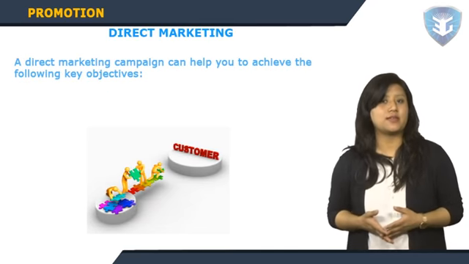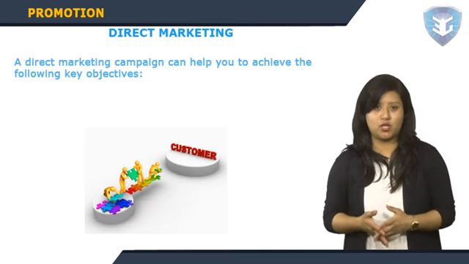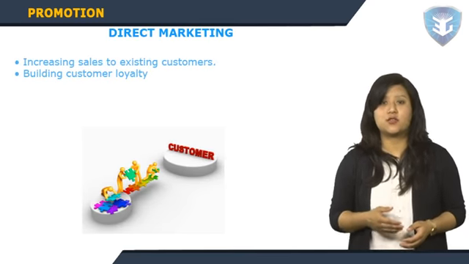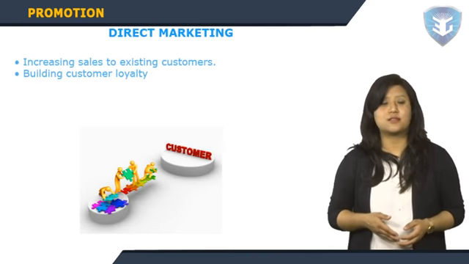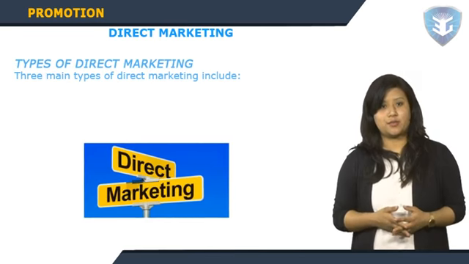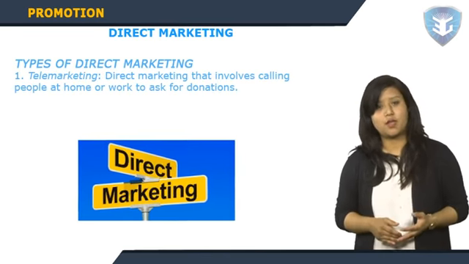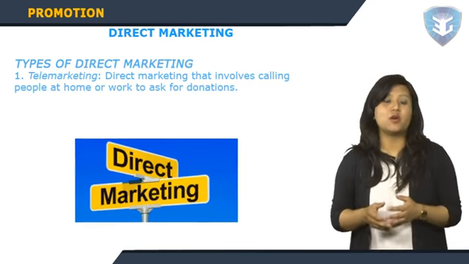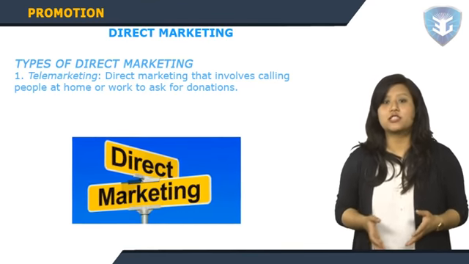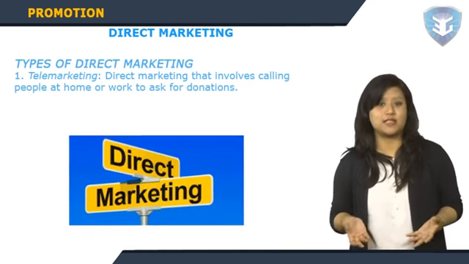A direct marketing campaign can help you to achieve the following key objectives: increasing sales to existing customers, building customer loyalty. The types of direct marketing. There are 3 main types of direct marketing, which include telemarketing. Direct marketing that involves calling people at home or work to ask for donations, an opinion, or for sales purpose.